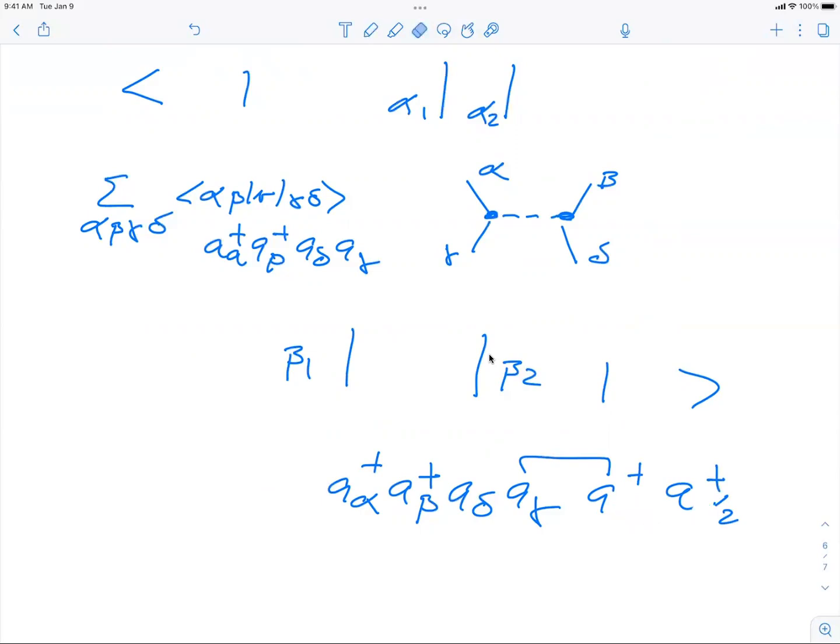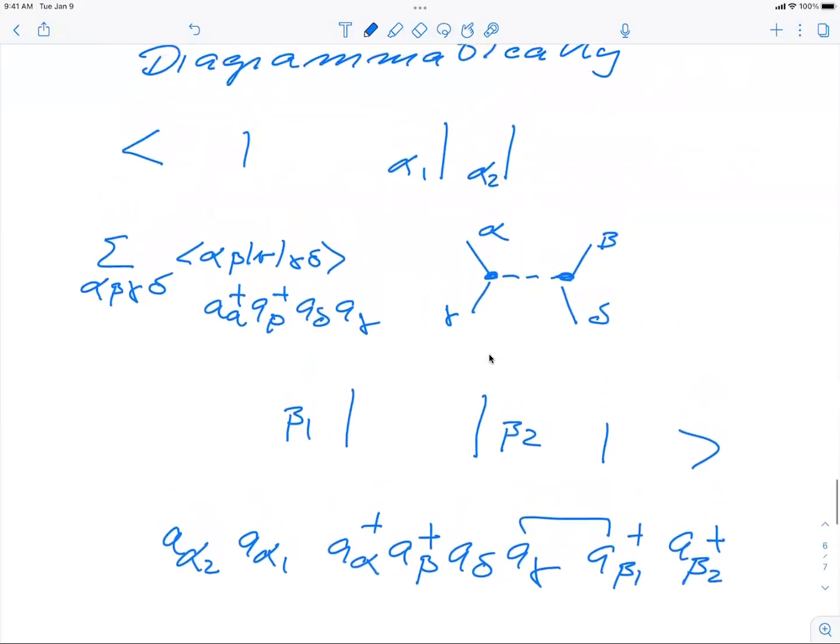I interchanged alpha 1 and alpha 2 with beta 1 and beta 2 here. So this should actually be A alpha 2, A alpha 1, and then I have A beta 1 and A beta 2 here. So if we take that contraction, you see now that we can link this one with that. So that's a contraction. Then I would have this specific contraction here.